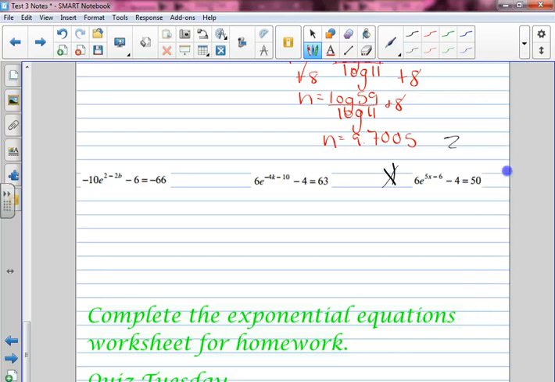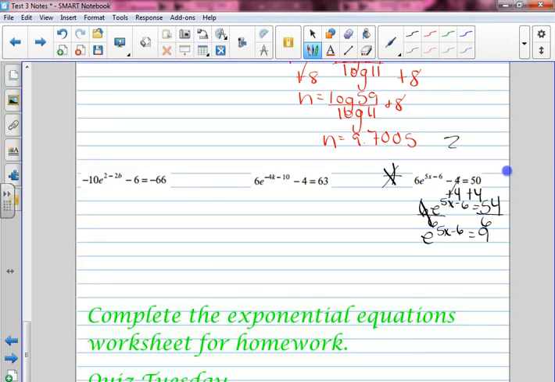I'm doing this. All right, so the first thing that you need to do is you need to isolate the exponential. It's not isolated right now. So you need to add 4 on both sides. So 6e to the 5x minus 6 equals 50 plus 4, which is 54. Now you need to divide by 6, because the 6 is in the way. So e to the 5x minus 6 equals 54 divided by 6, which is 9.